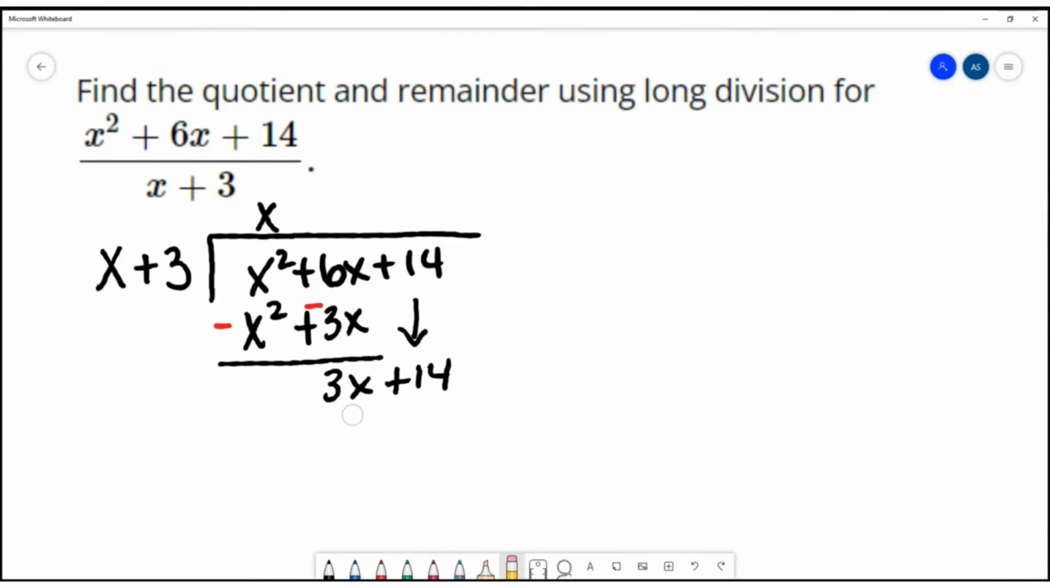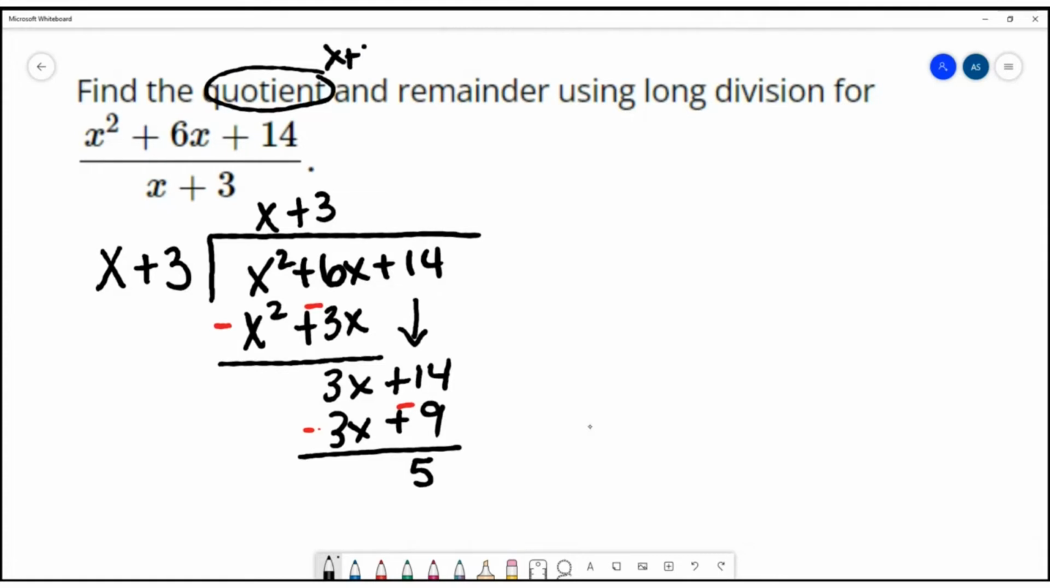X divided into 3x is 3. Or what times x is 3x? It's 3. We write that 3 up here. 3 times x is 3x. 3 times 3 is 9. We need to subtract, so we'll change these signs. 3x minus 3x is 0. 14 minus 9 is 5. So we get a quotient of x plus 3 and a remainder of 5.